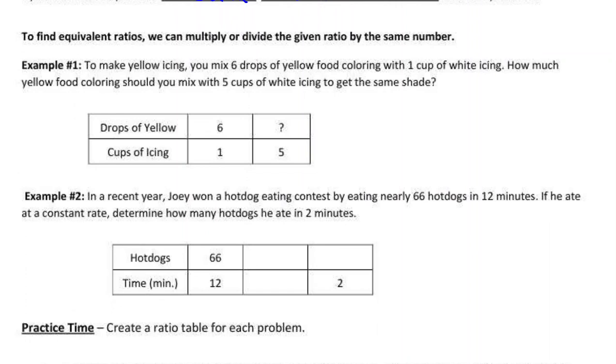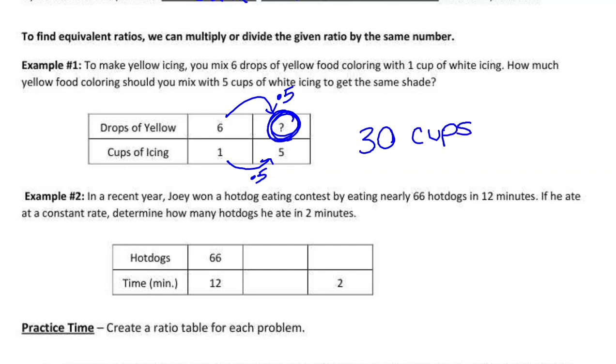So to make yellow icing, you mix 6 drops of yellow food coloring with 1 cup of white icing. How much yellow food coloring should you mix with 5 cups of white icing to get the same shade? So I'm missing this number here. Okay, so use what you know about ratios. Whatever I do to the bottom, I'm going to have to do to the top. So I can multiply here by 5, and I have to do that to the top. So 6 times 5. So I'm left with 30 as my answer, because 6 times 5 is 30.